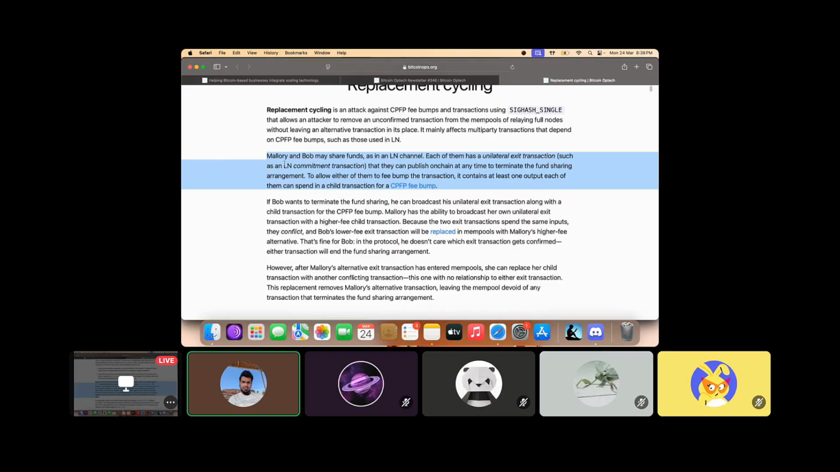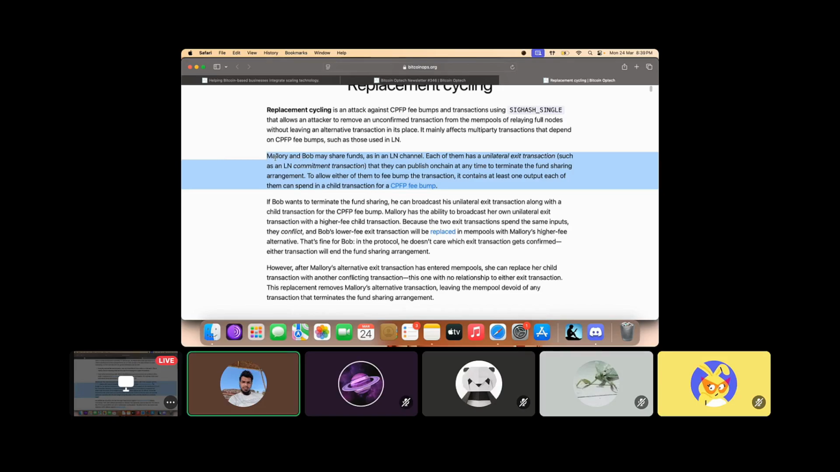If Mallory broadcasts a commitment transaction, then she will have to wait to receive her funds, and Bob can claim his funds immediately. And if Bob broadcasts his version of the commitment transaction, then Bob will have to wait to receive his funds. Mallory can claim her funds immediately.